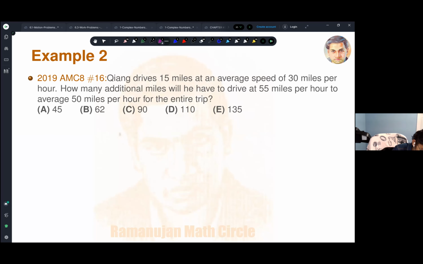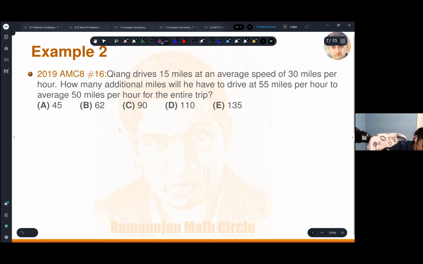Okay. So first of all, let's write down the definition of average speed. Average speed equals total distance divided by total time. So this is gonna come pretty handy.